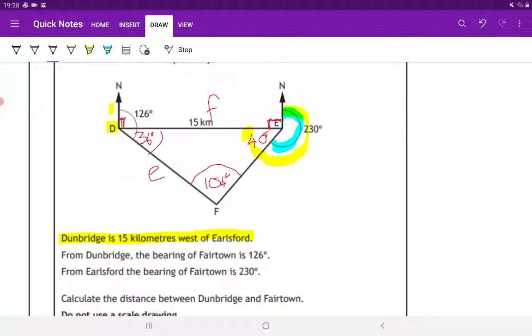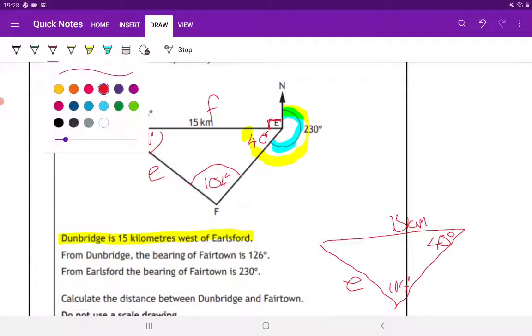Now I'm going to redraw my triangle, with the information that I've got, and try to get rid of some of the other stuff. This is 15 kilometres. This is 104 degrees, so that's good. We've got a pair. We're trying to get that side E, and we know the angle across from it as well, that 40 degrees. So that's all the information we need, guys.